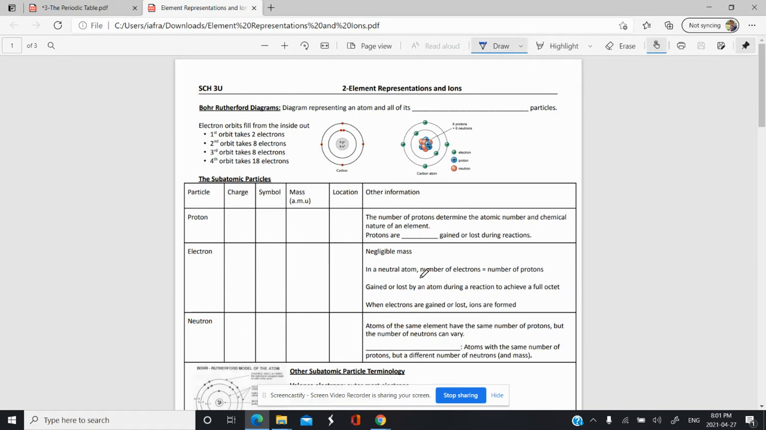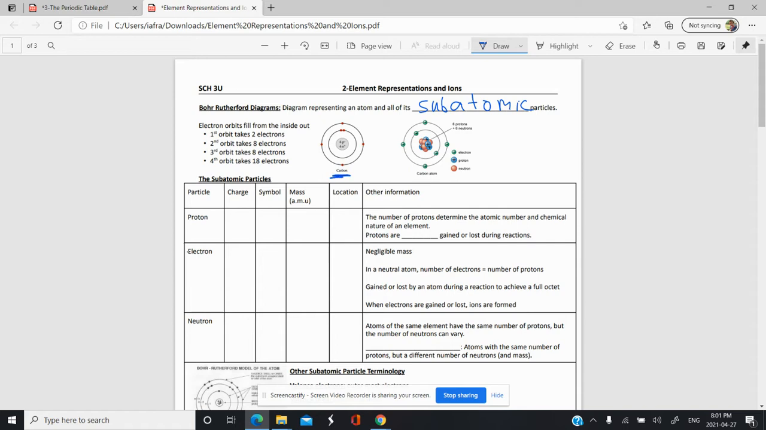When we talk about atoms, we can represent them using a variety of different ways. One way is using a Bohr-Rutherford diagram. The Bohr-Rutherford diagram is a way of representing an atom and all of its subatomic particles, so all of its electrons, all of its protons, and all of its neutrons. Everything is shown there. For example, in this picture here, you can see the Bohr-Rutherford diagram for carbon.